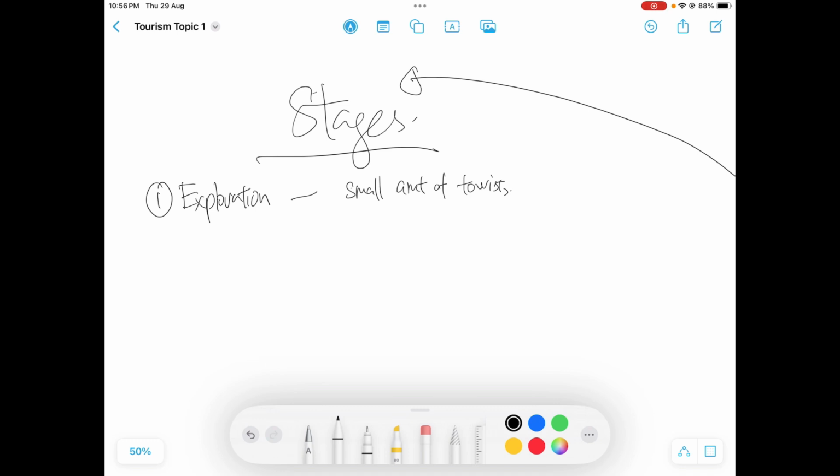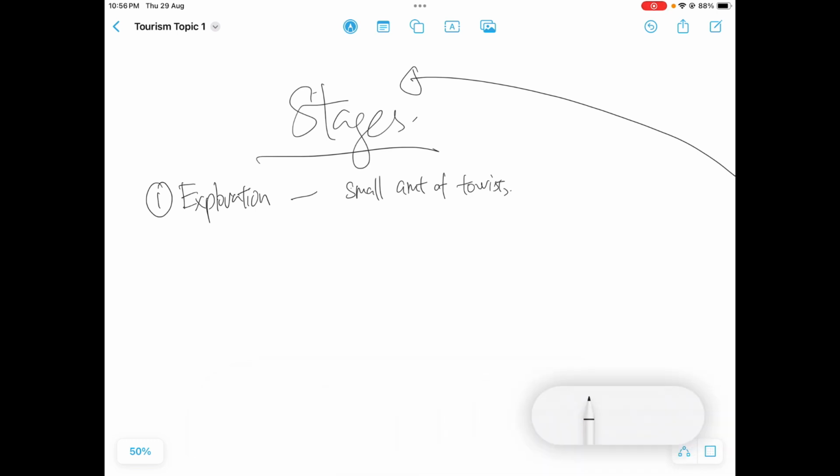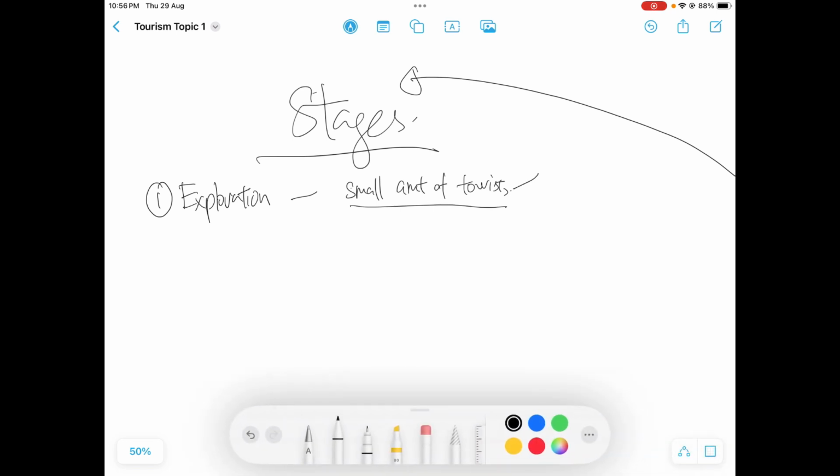And next we talk about why these small amounts of tourists come. It could be because there are some features that are interesting to them. It could be scenic beauty. It could be perhaps history. Usually it is not about shopping centers. Usually it's about something that's unique about a certain place, right? So that's for exploration.